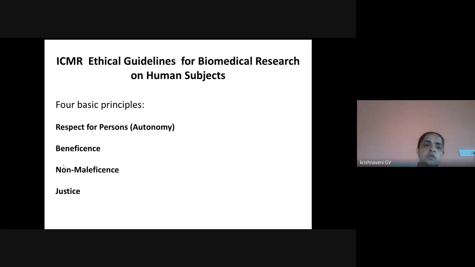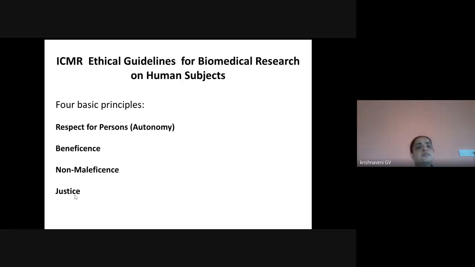There is also the aspect of non-maleficence, which means the research that you are conducting shouldn't cause any harm to the participant or to the general population or to society at large. And finally, justice: the research should maintain a fair treatment of all parties concerned and should have a fair selection procedure for the research. These four basic principles are further divided into 12 general principles which form the foundation for the ethical guidelines in India. I'll just give a brief account of those guidelines.